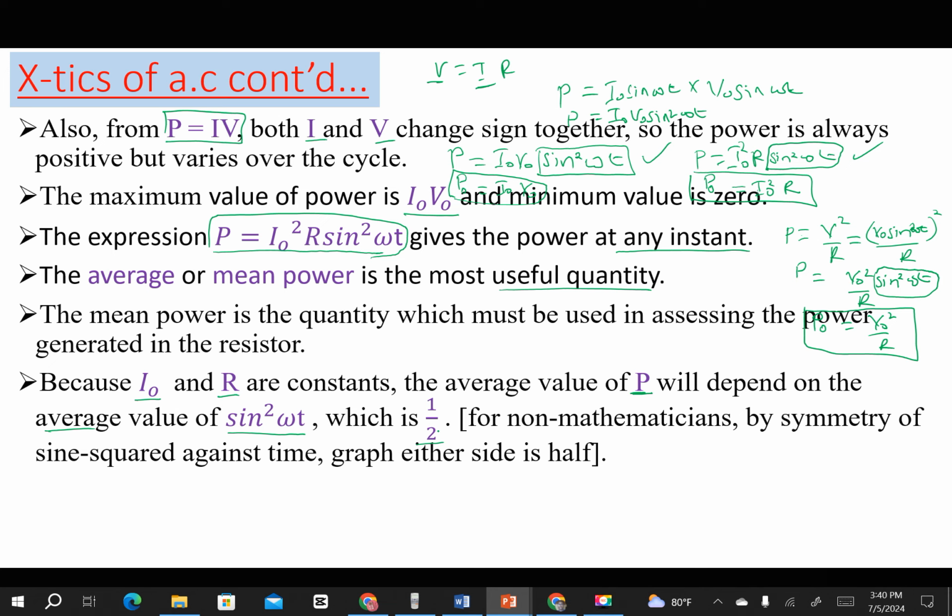Alternatively, you can use symmetry. If you sketch a graph of sine squared omega t, you will notice that the graph is always going to be above the x-axis, between a maximum, which is 1, and the x-axis. I think the graph would be like this. It stays above the x-axis, because the negative part, when squared, becomes positive. So if the peak is here, which is 1, and this is 0, the average is going to be half of this peak.